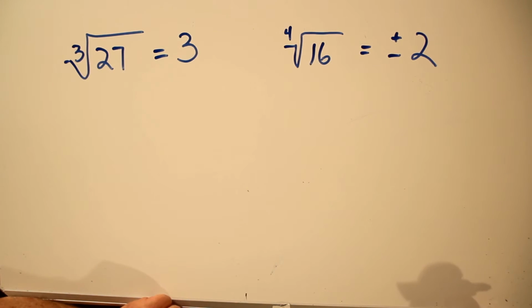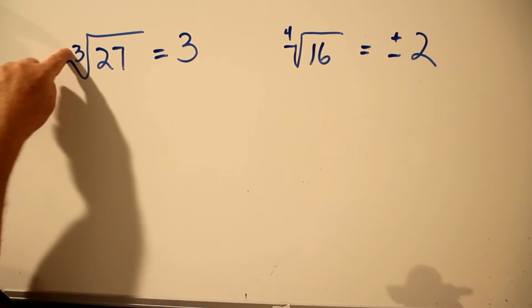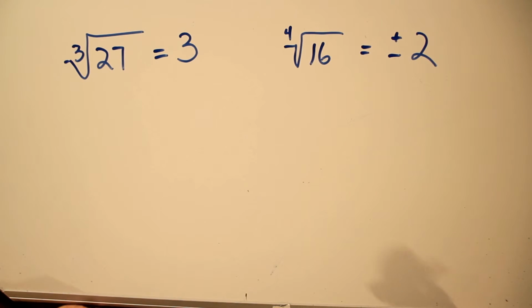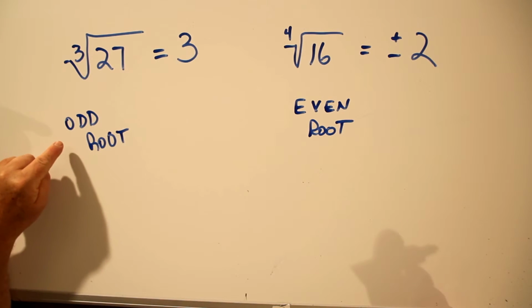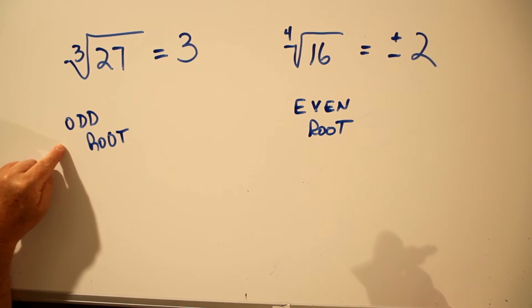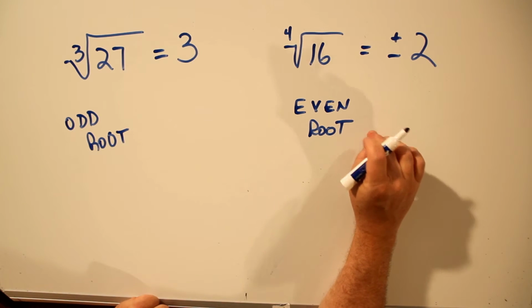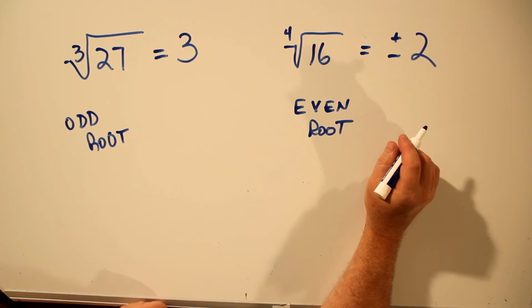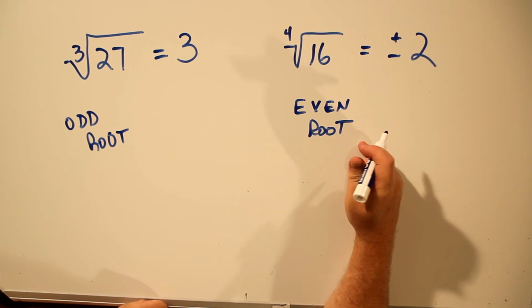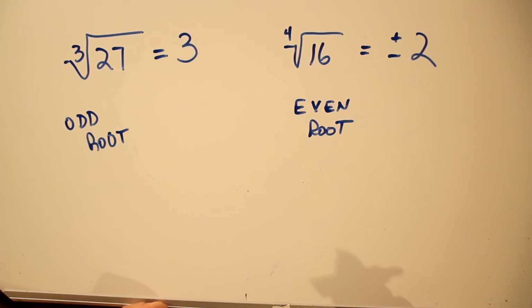What's the difference? The answer is whether the root number is odd or even. Odd root, even root. Because a negative times a negative times a negative, or any odd number of negatives multiplied, is going to give you a negative number, not a positive number. 2 negatives, 4 negatives, 6 negatives, 8 negatives multiplied together will give you a positive number. So taking the even root of a number, you have to include the positive and negative version.